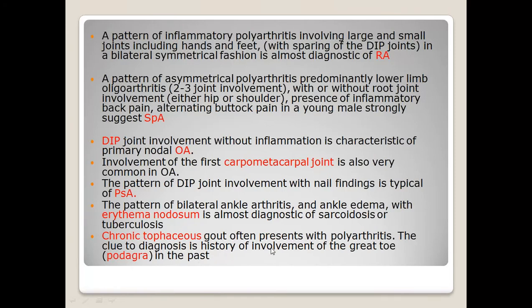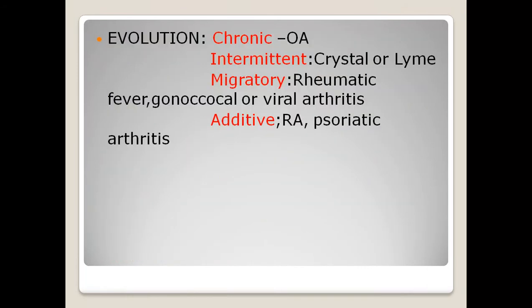And chronic tophaceous gout often presents with polyarthritis. The clue here is the involvement of the great toe. When there is great toe involvement and swelling over the great toe, this is called podagra. There is chronic tophaceous gout, and the patients may also have complete foot involvement with inflammation and swelling.